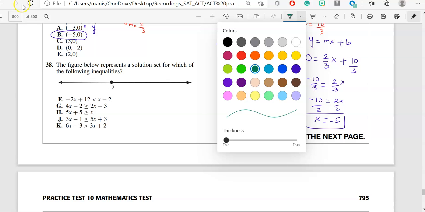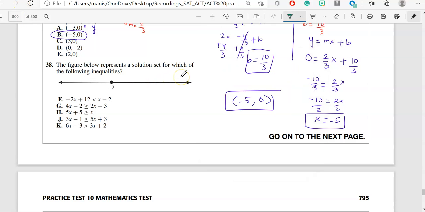Question number 38. The figure below represents a solution set for which of the following inequalities? First of all, let's look at this circle. This is a closed circle, and it is going in the right direction. Here this will be negative 1, then 0, then 1, 2, 3, 4, 5, and so on. It keeps on going, so as you can see, numbers are growing up. This means greater than or equal to negative 2. So I'll write over here x is greater than or equal to negative 2.